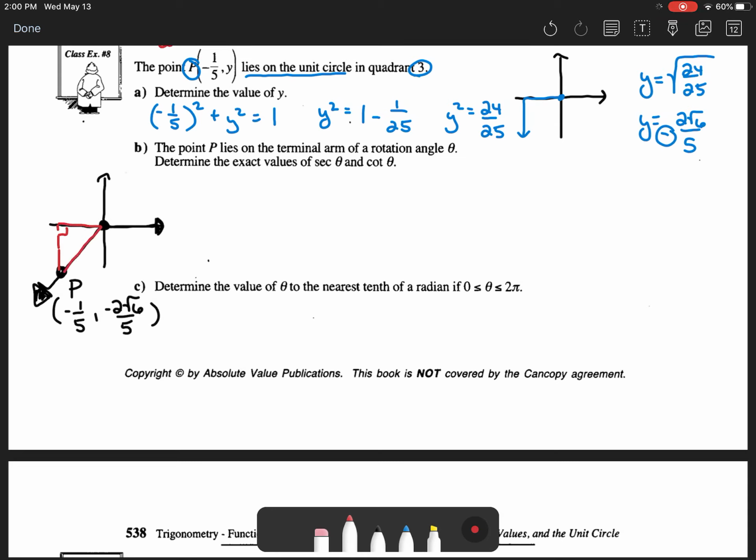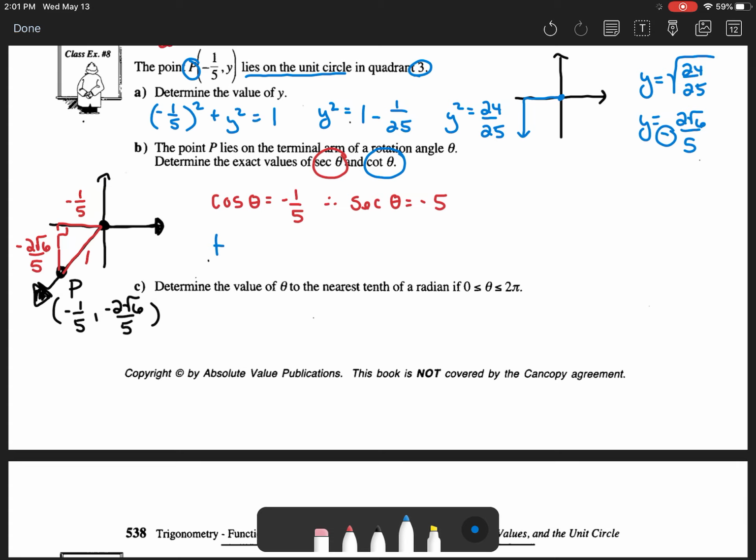So there is my reference angle, my rotation angle. The dimensions of that triangle are negative 1 over 5 and negative 2 root 6 over 5, hypotenuse 1 for that red triangle because we're on the unit circle. So if they want secant, secant is the reciprocal of cosine, isn't it? Cosine of my angle is x over r, or the x dimension, negative 1 over 5. So the secant of theta would just be the reciprocal of that, 1 over negative 1 over 5, which would just be negative 5. So there's the easy one. Secant of theta is negative 5.